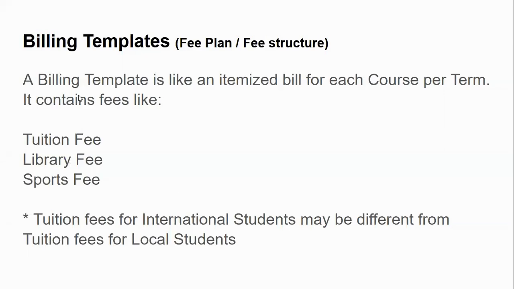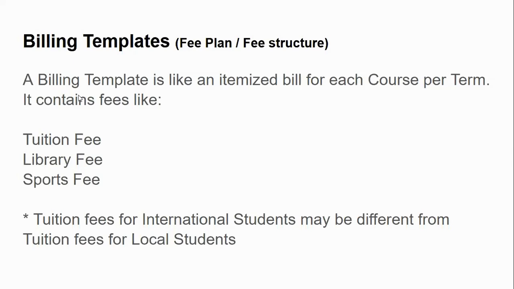So now let's focus on the billing templates I mentioned. In our system, we call it the billing template or the fee plan or a fee structure. So that's how it's called. It's just a template where you fix the items in the bill and the prices so that you can apply it to the students in your school. So a billing template is like an itemized bill for each course per term. So you have to make it for each course per term.